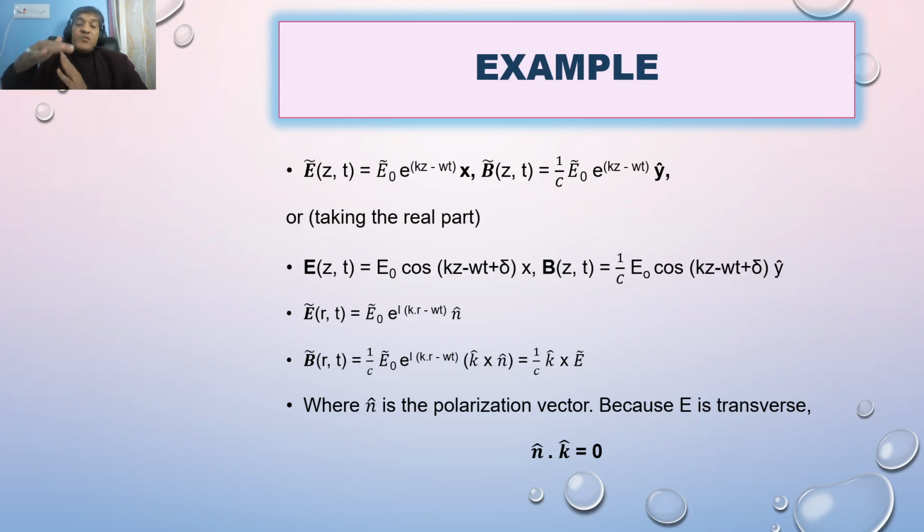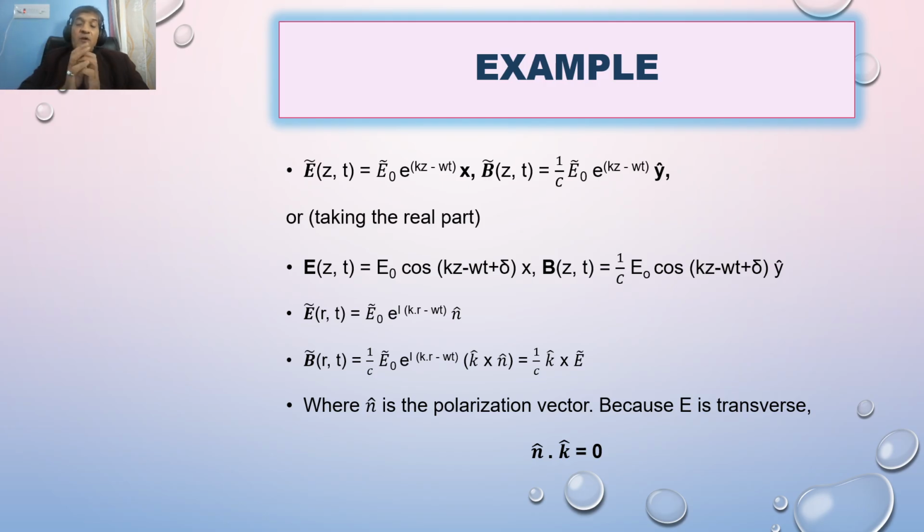As you see in the last equation, the n unit vector's scalar product, that is the dot product, with the k unit vector equals 0. It represents the transverse condition of the electric field, or in other words, the direction of the polarization, the direction of the electric field. The direction of the plane of vibration is perpendicular to the direction of the propagation of the electromagnetic wave.